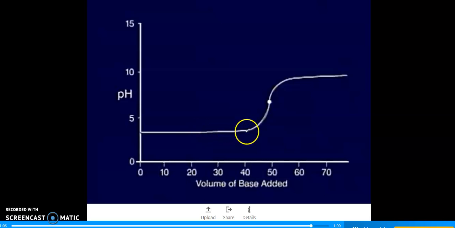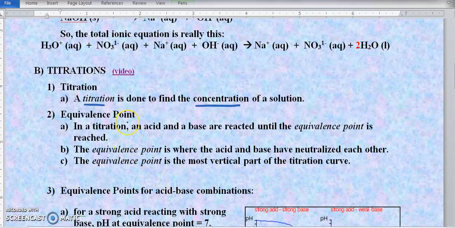So you keep doing that, and then when you get close to the equivalence point, where the acid and base are neutralizing each other, the pH rises real fast because the base that you've added has just neutralized the final amount of acid in there. Now you're adding base to a saltwater solution, so the pH will be in the base range. So it's this point right here where the curve flips around. That's called an inflection point. That's the equivalence point where the acid and the base have neutralized each other. It's that most vertical part of a titration curve. So in a titration, you react until you find that equivalence point.